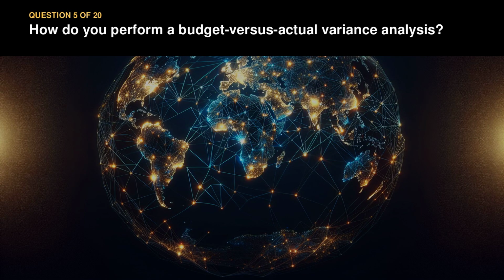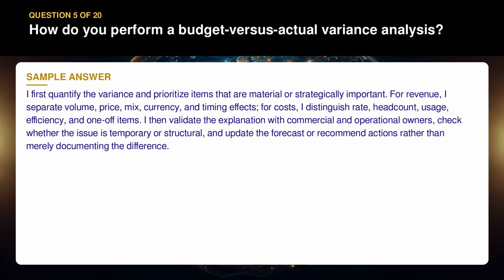Question 5. How do you perform a budget versus actual variance analysis? I first quantify the variance and prioritize items that are material or strategically important. For revenue, I separate volume, price, mix, currency, and timing effects. For costs, I distinguish rate, headcount, usage, efficiency, and one-off items.